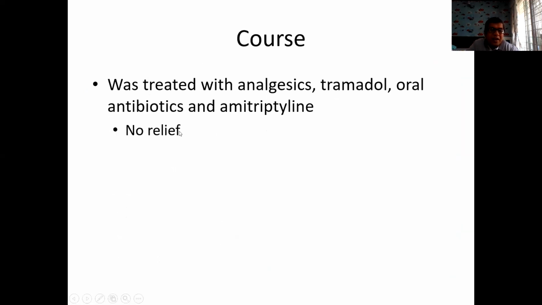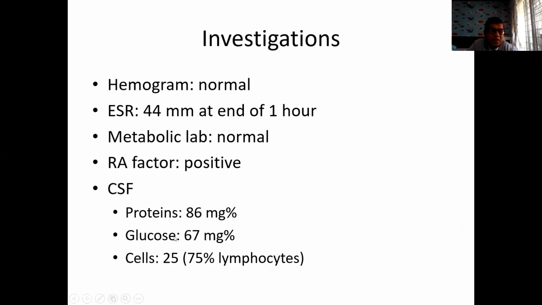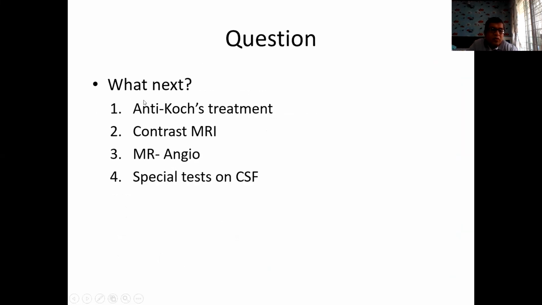So she was given various analgesics, tramadol, amitriptyline, antibiotics, and there was no relief. The CSF had cells, so they were suspecting that there may even be a chance that she may be having meningitis. So the question is, what next? Do we give anti-TB treatment? Do we do a contrast MRI? Do we do some angio? Or do we do some special tests on the CSF in this lady?